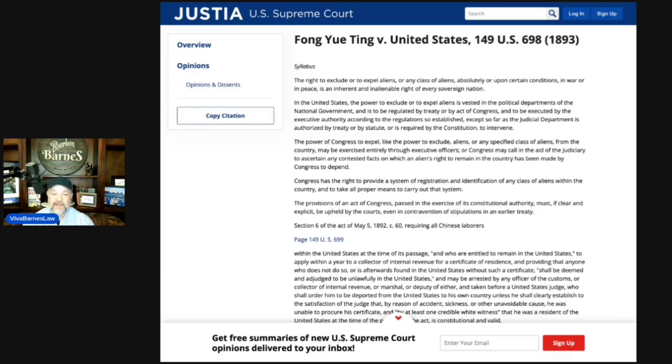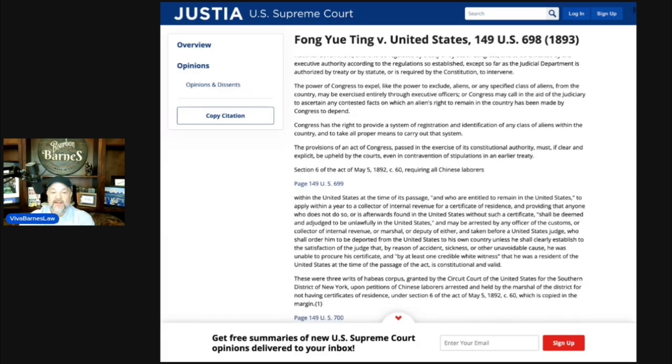It can be regulated by treaty or by act of Congress, but it is to be executed by the executive authority. And there is only a role for the judicial department where Congress has authorized it. The power of Congress to expel, like the power to exclude aliens or any specified class of aliens from the country, may be exercised entirely through executive officers. It is up to Congress if they want to call in the aid of the judiciary. Congress has the right to provide a system of registration and identification and to take all proper means to carry that out, but it is the provisions of the Act of Congress, and it must be clear and explicit for the courts to get involved at all.